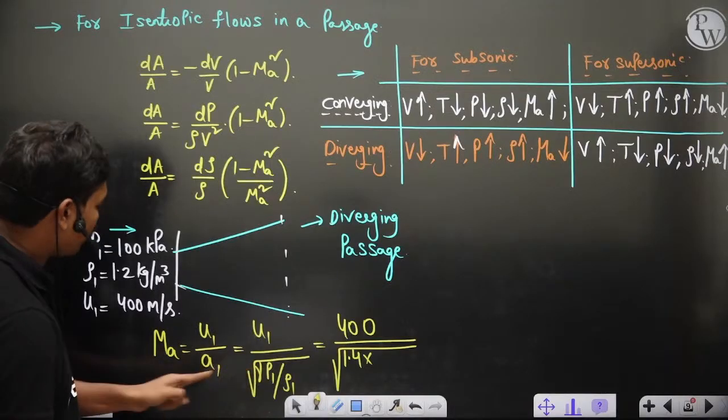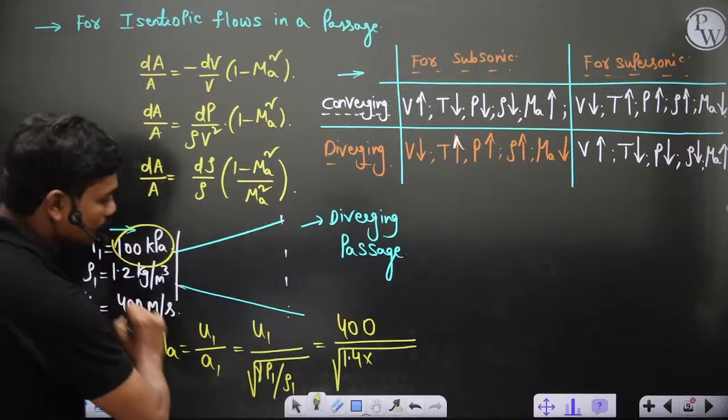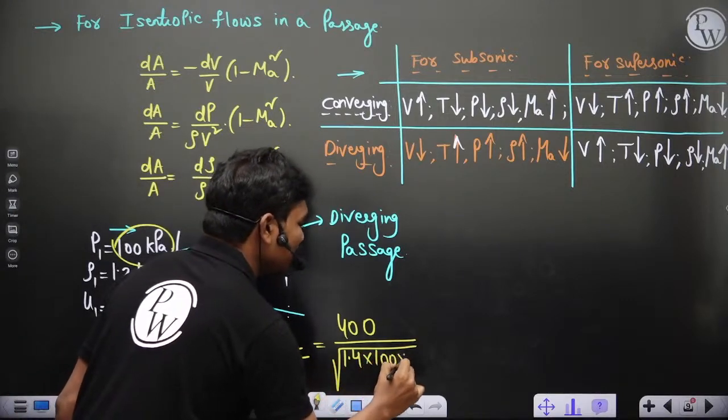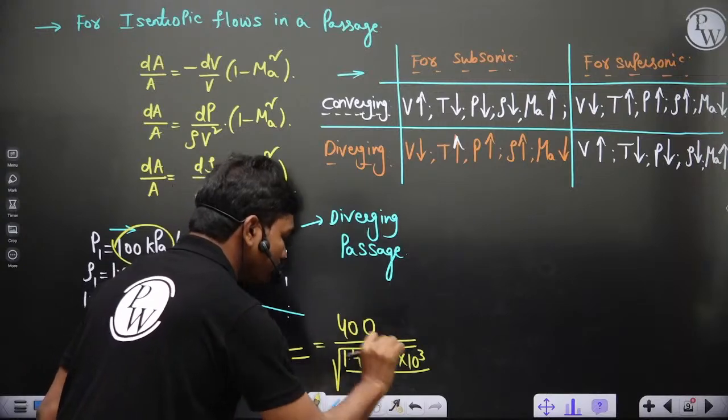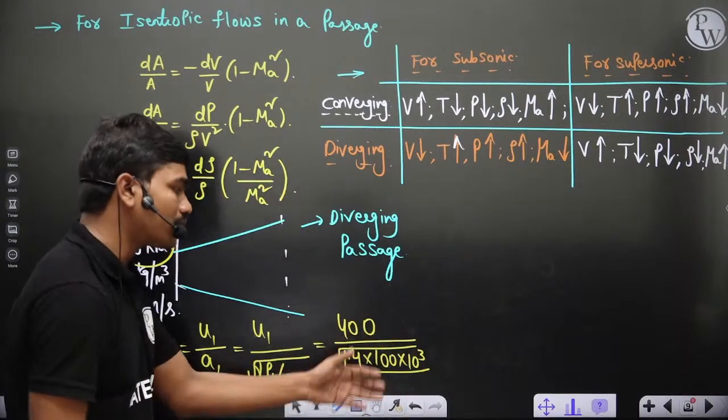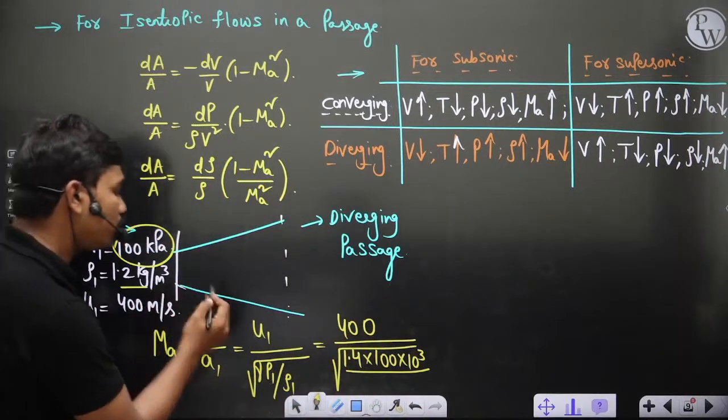1.4 into P1. So what is P1 at this point? 100 kilopascals. So 100 into 10 cube. Why am I putting 10 cube? Because this is in meters per second. So even I have to write every quantity in normal SI units, not in terms of kilos. What is density? 1.2 kg per meter cube.